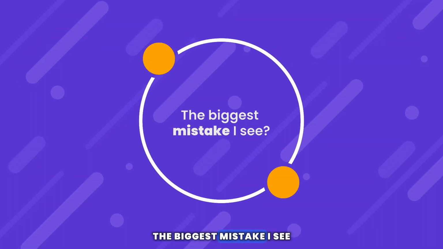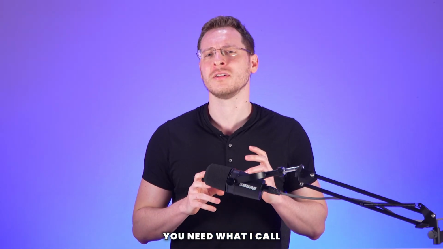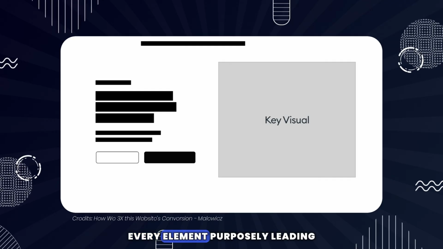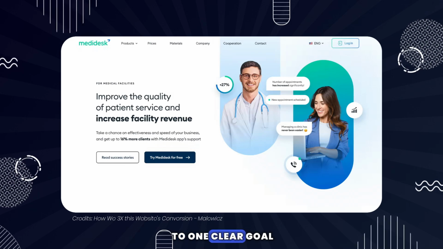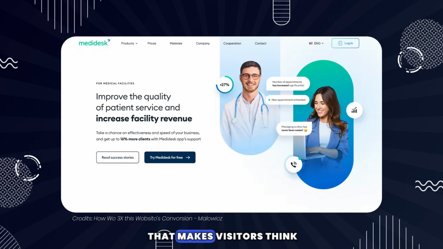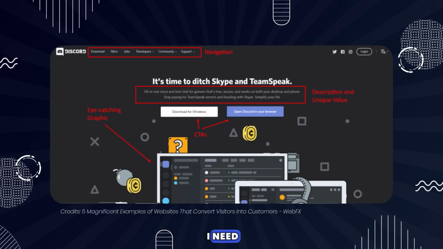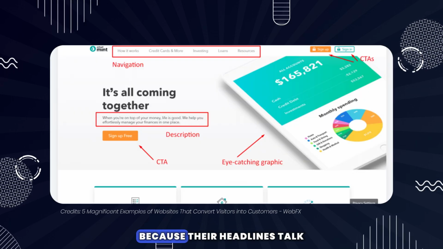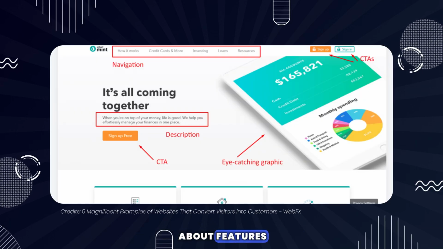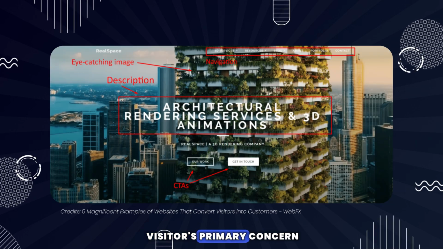The biggest mistake I see: trying to do too much on one page. You need what I call conversion architecture. Every element purposely leading to one clear goal. Start with a headline that makes visitors think, "This is exactly what I need." Most landing pages fail because their headlines talk about features instead of addressing the visitor's primary concern.